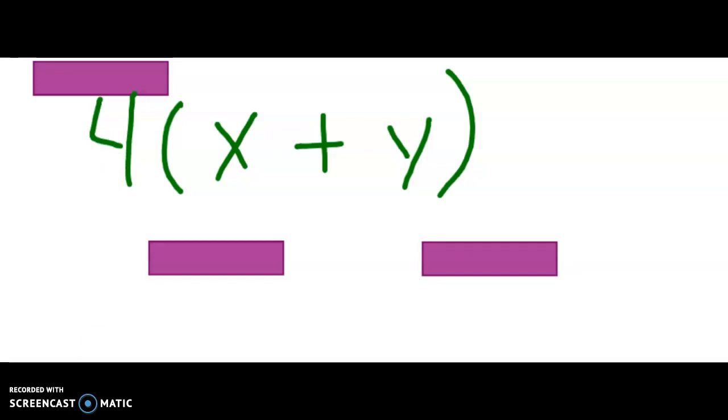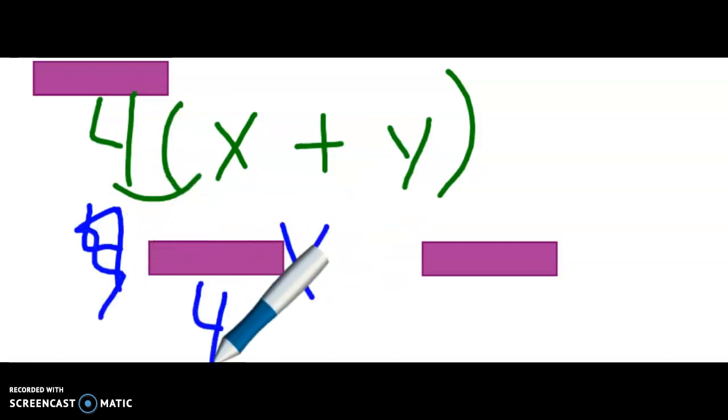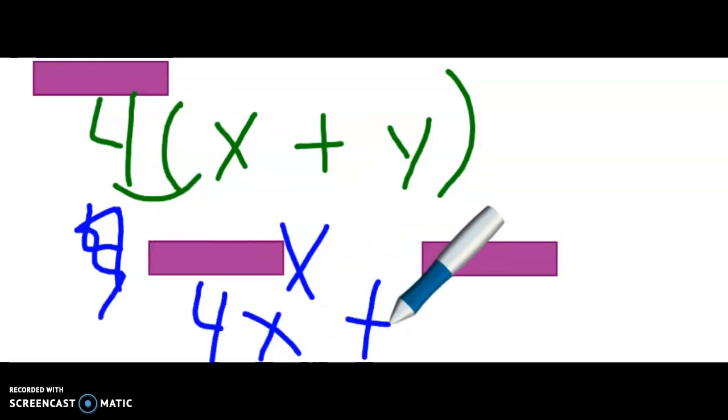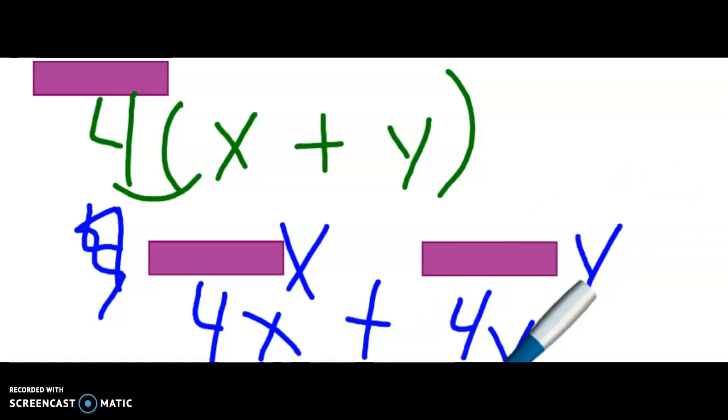So here is our 4, which is already taken care of, and we multiplied 4 times x, and that's going to give us 4x. Here's our 4, and this is going to give us 4x. Plus, here's our 4 again, and this is going to give us 4y. Make sure my x looks really nice.